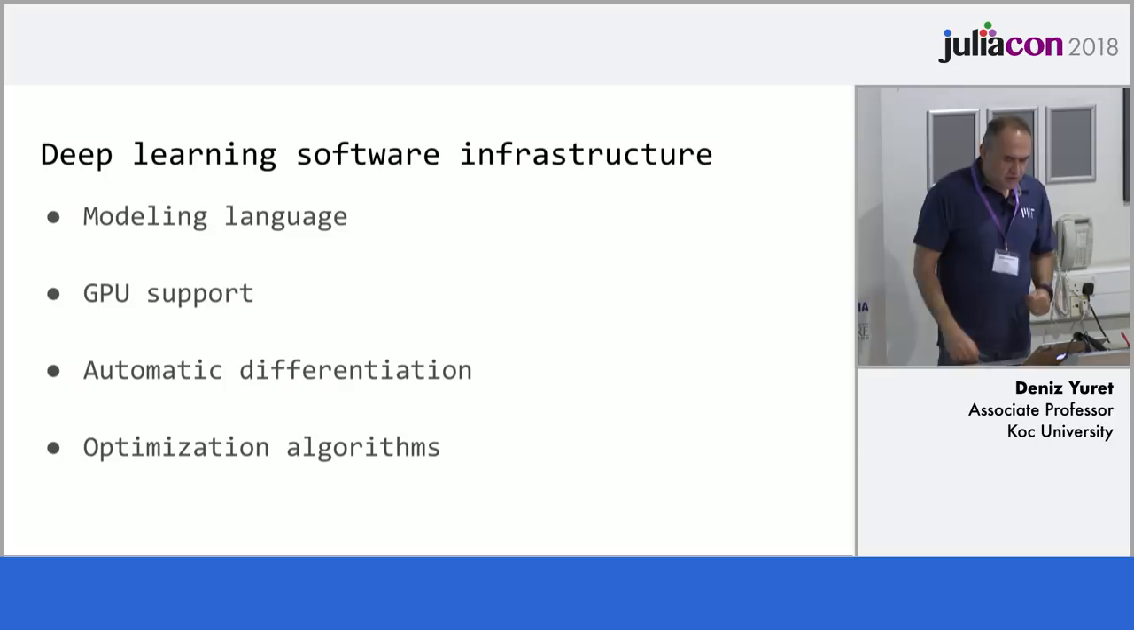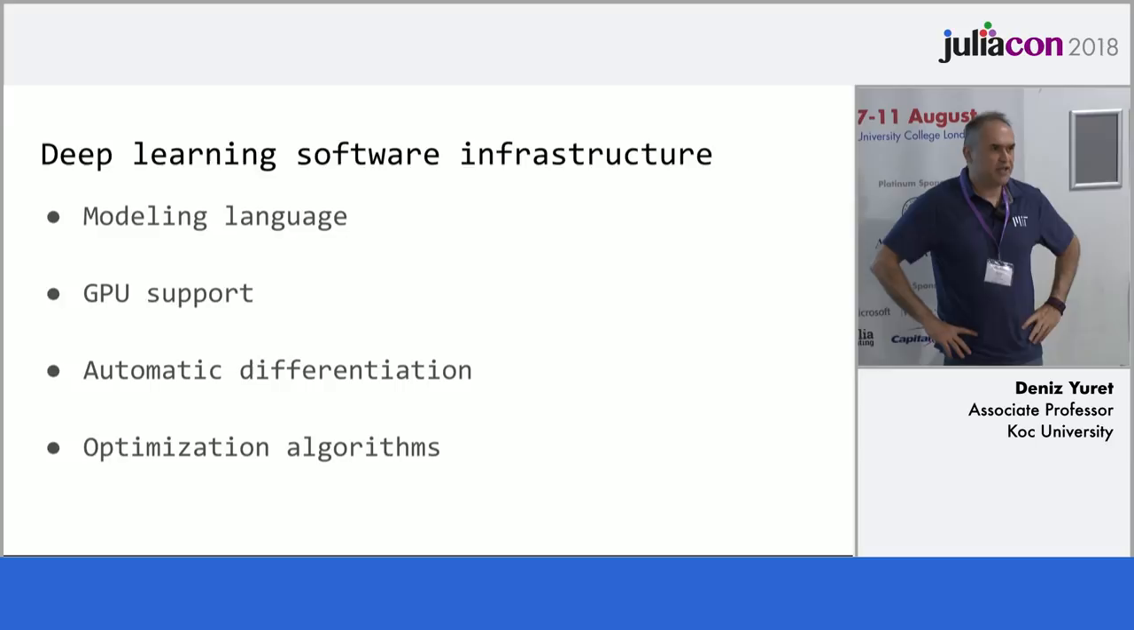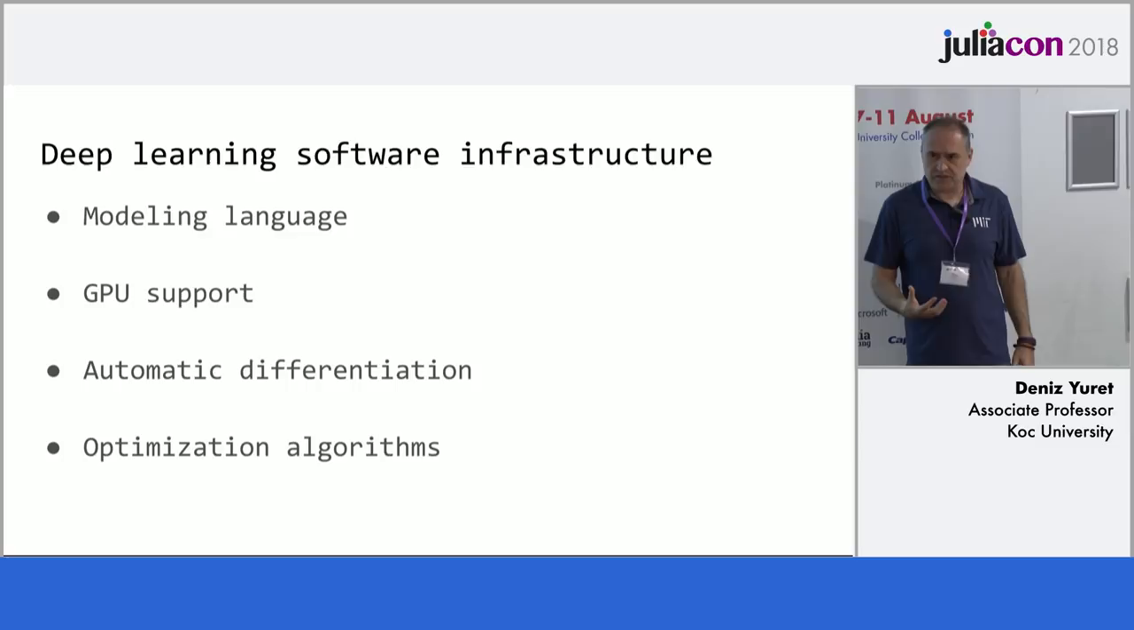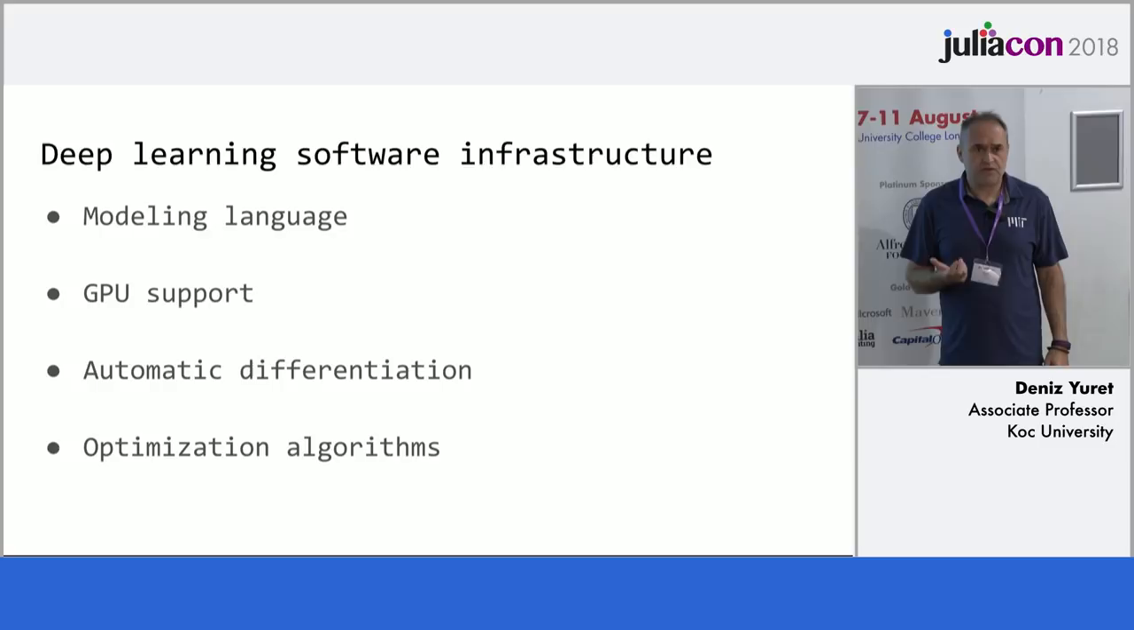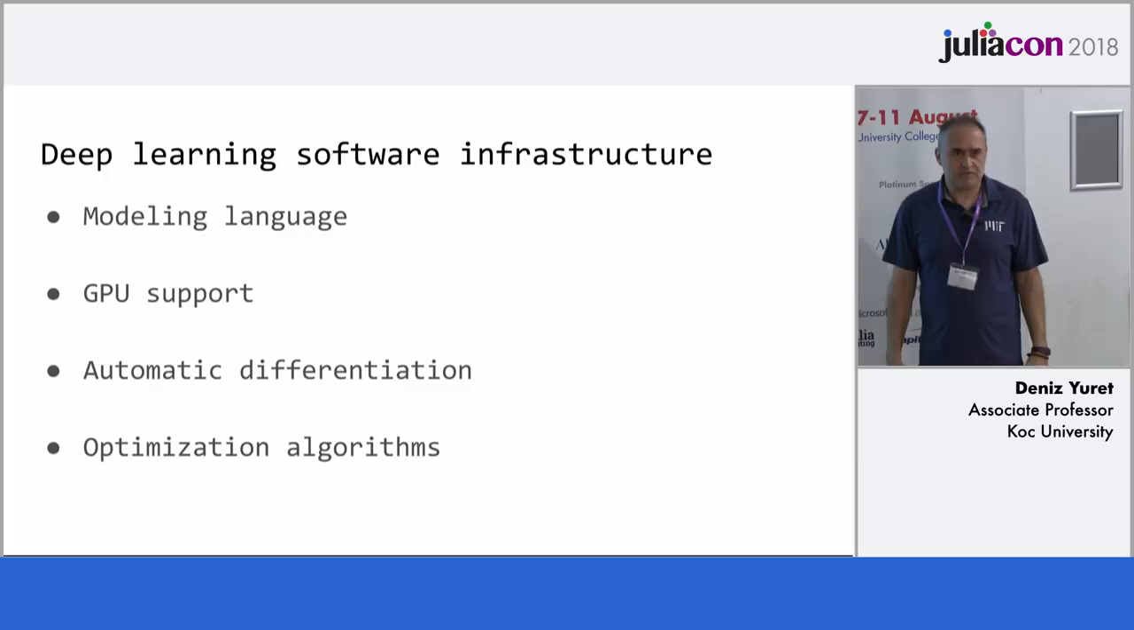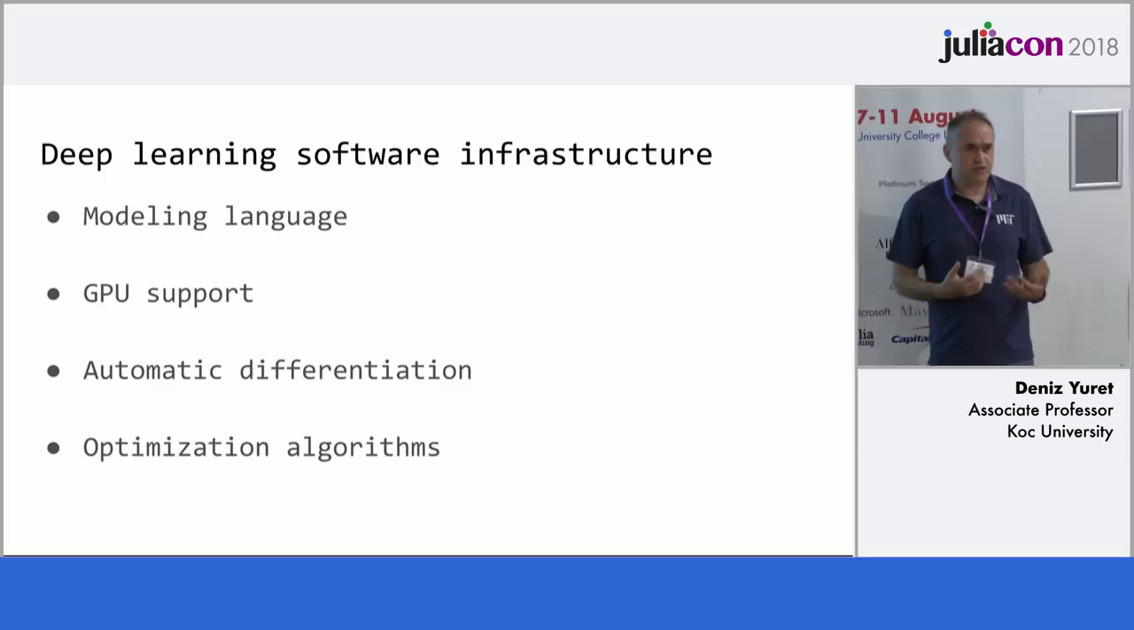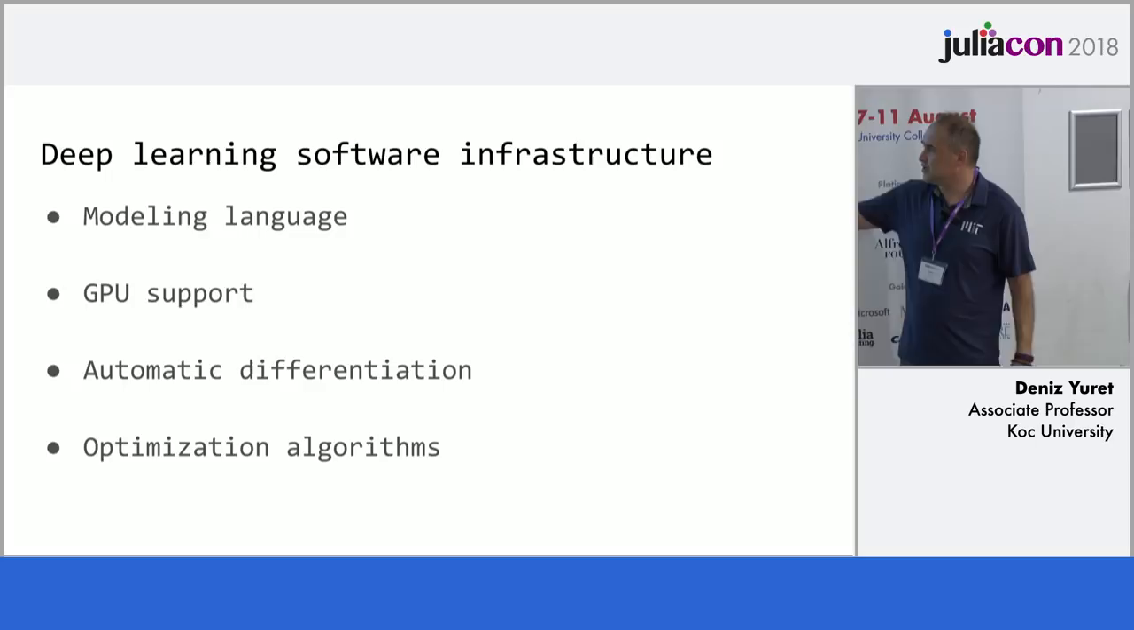Now, what kind of software infrastructure do you need to train and use these models? Well, you need a bunch of things. You need a language to express your models. You need GPU support, because most of the large models these days cannot be easily trained on a CPU in a feasible amount of time. Automatic differentiation is important. Trust me, you don't want to write your own derivatives. I spent most of the last 2 years doing that, and it's not fun. And some optimization algorithms, there are ones that are a little smarter than SGD.